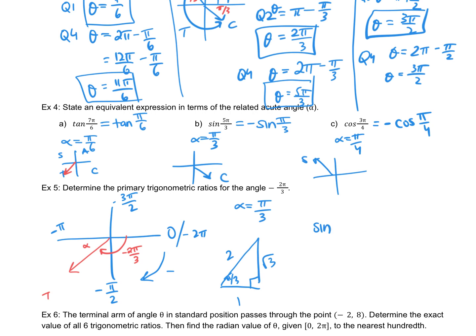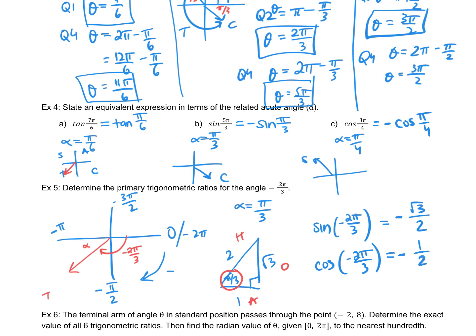So now, when I do sine of negative 2 pi over 3, I'm going to use pi over 3 as my reference. Opposite, adjacent, hypotenuse. Opposite is root 3. Hypotenuse is 2. But I know this angle is in quadrant 3, and sine is negative there. So I'll make that change. Cos of negative 2 pi over 3. Adjacent is 1. Hypotenuse is 2. Again, we're negative, because only tan will be positive.